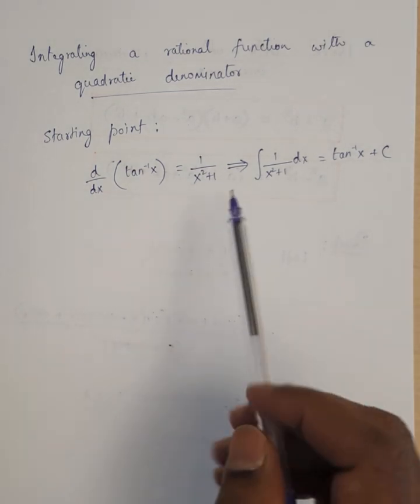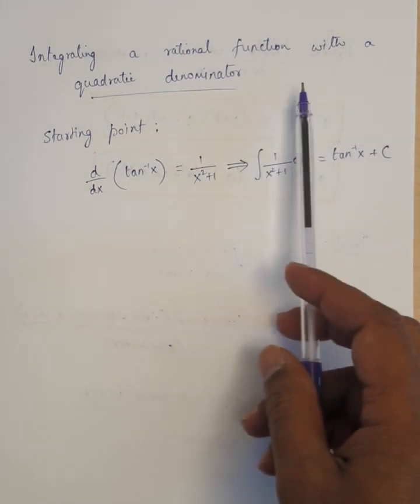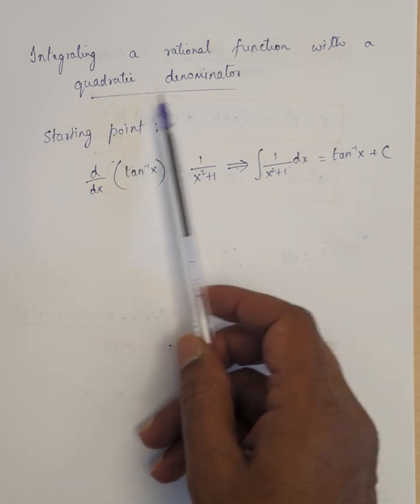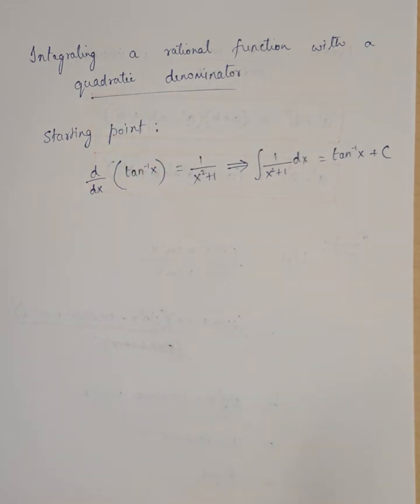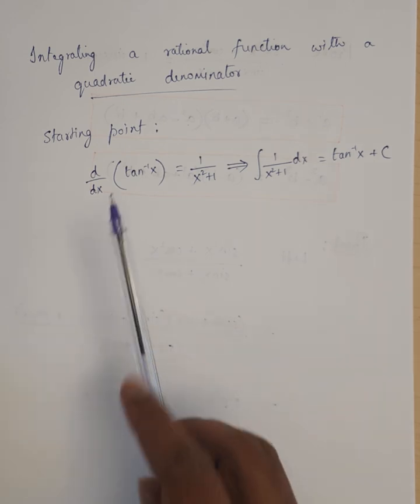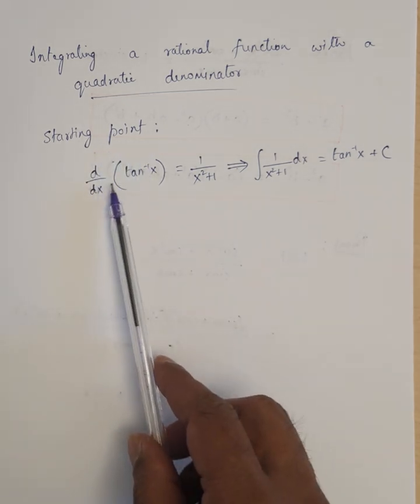In this video, we will learn to integrate rational functions where the denominator is a quadratic. Now, quadratic means you're going to have x squared plus something in x and plus some constant in the denominator. Now, where do we begin? We begin with this idea.